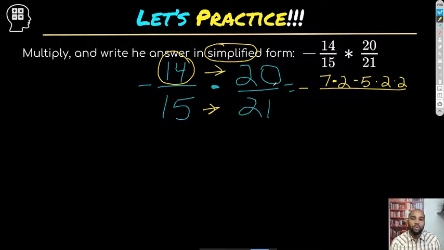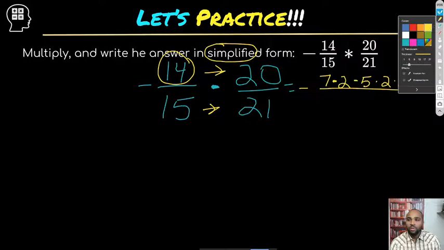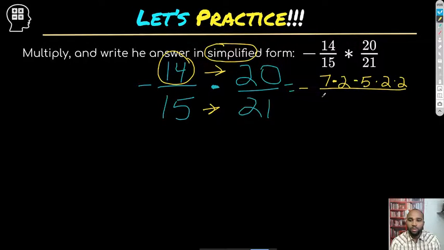But why am I doing it this way? Because I'm going to try to simplify it all at once instead of getting really big numbers, 280 up top, and then 315 on the bottom. I don't want those big numbers. I'm going to start breaking it down into its prime numbers to see if I can get some numbers to cancel out on top and bottom. So what about 15? Can I get that into some prime numbers? Yeah, that's pretty simple. 3 times 5 gives me 15. And what about 21? Well, I can break that into 7 times 3.